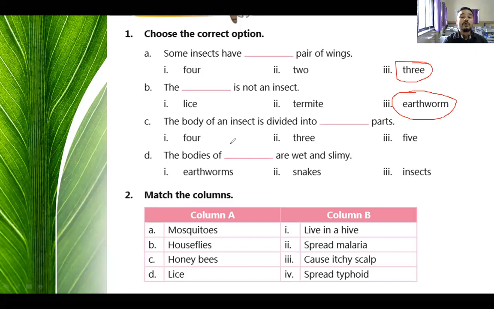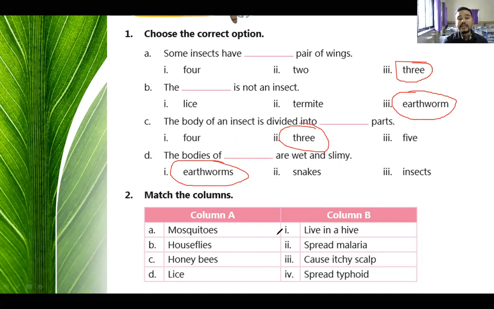Now, the body of an insect is divided into how many parts? 4 parts, 3 parts or 5 parts? Head, thorax, abdomen. So how many parts? 3 parts. Very good. Now, the bodies of dash are wet and slimy. We have just seen that the bodies of earthworms are wet and slimy, and they don't have teeth, hands, arms or legs.